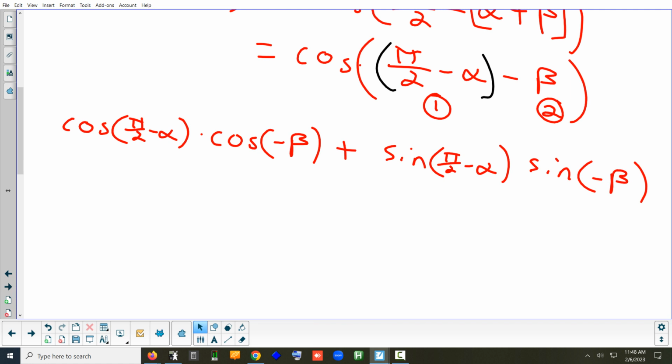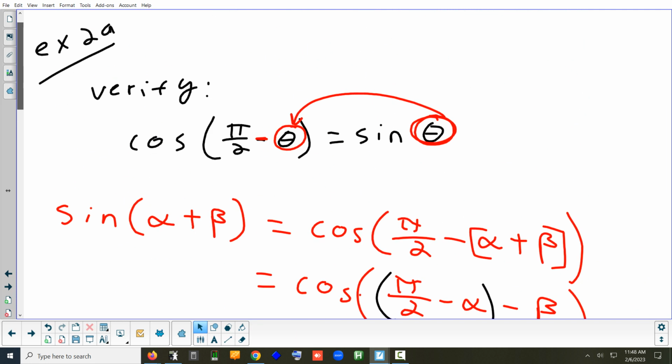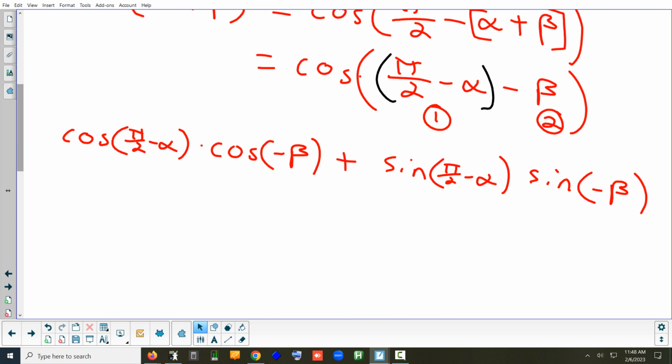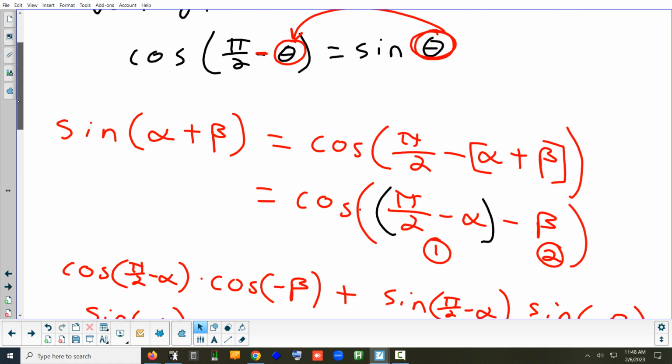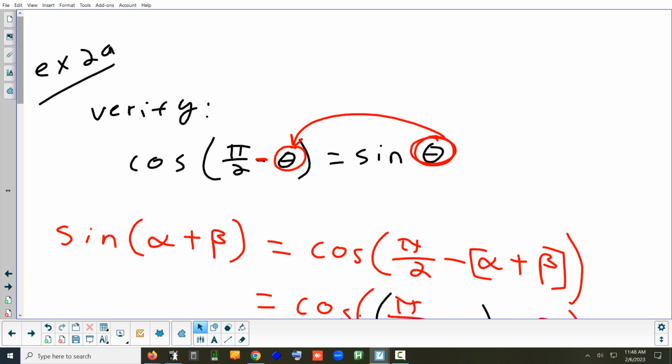Right here I have the cosine of pi over 2 minus an angle. What does the cosine of pi over 2 minus an angle turn into? Sine of the angle. So this is going to be sine alpha. We proved that if you take the cosine of 90 minus something, it's the same as the sine of something. That was the example 2a that we verified.